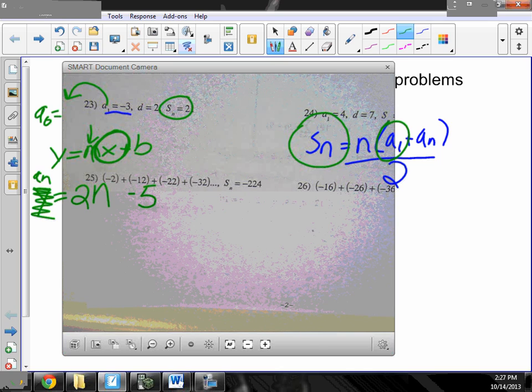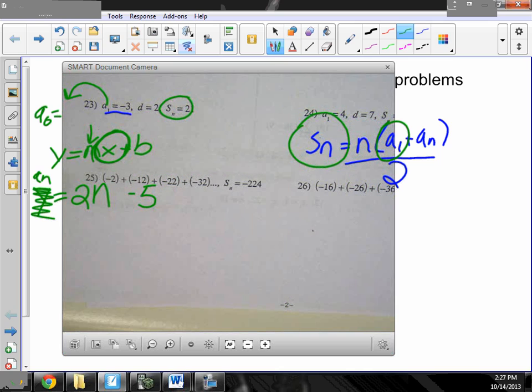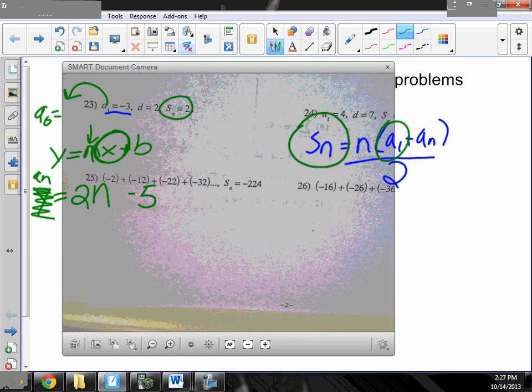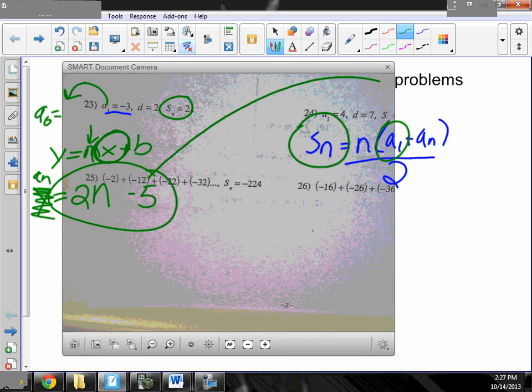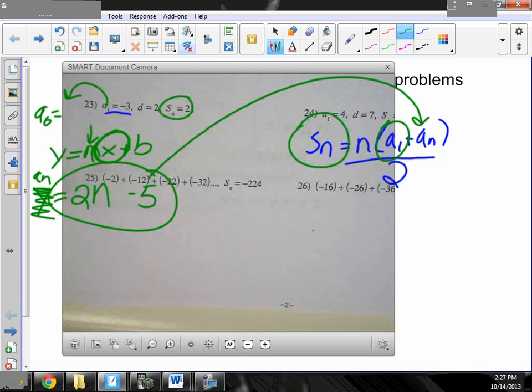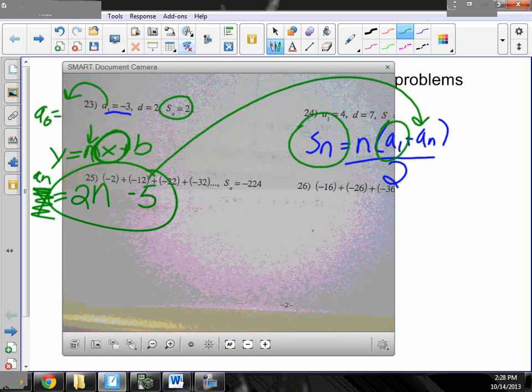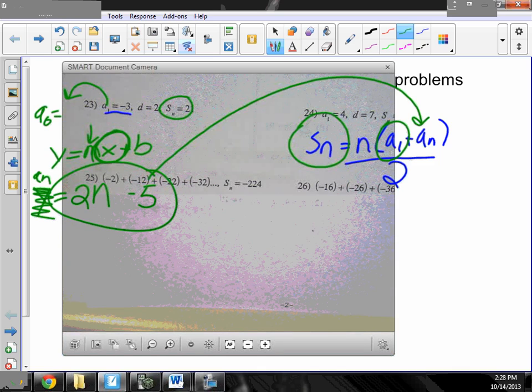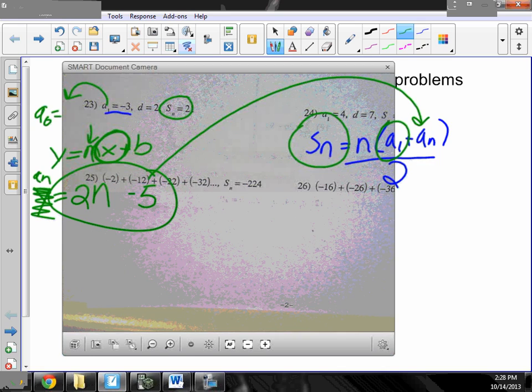The only thing is we don't really know what it is, but we don't care. We can plug this in for a sub n, and that's really tricky, but it's something that we do in mathematics all the time. We didn't know what it was, so we plugged the formula in its place. Yeah, this is still 23.